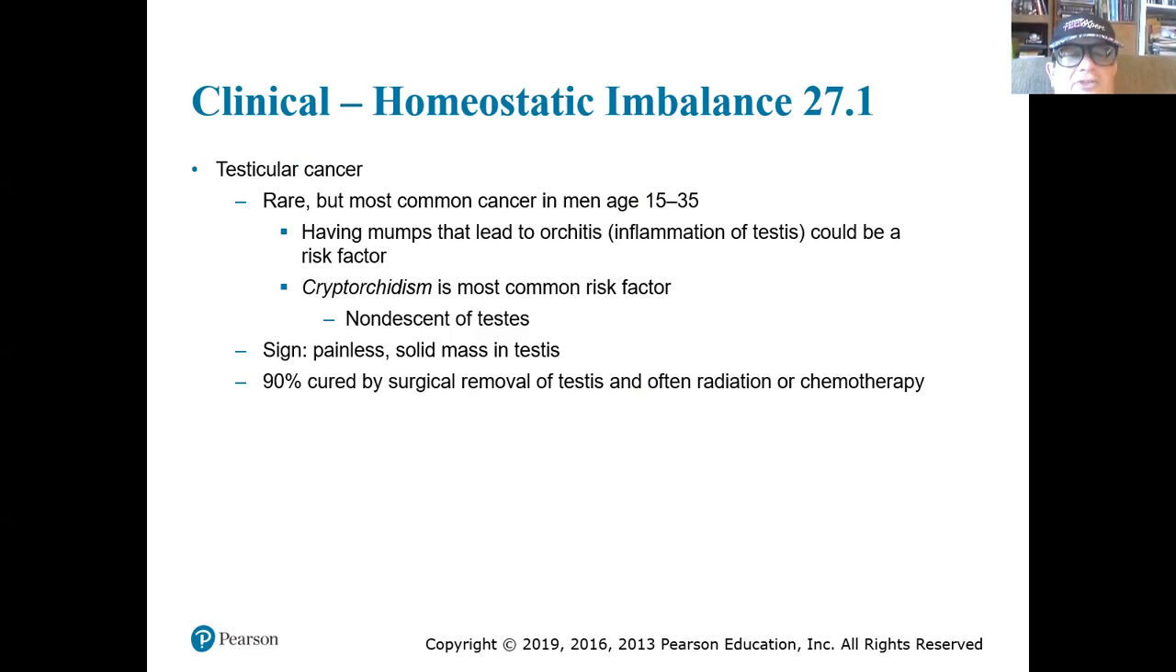All right, so let's talk about homeostatic imbalances, diseases. Testicular cancer is not common, it's rare, but the people who get it most often are ages 15 to 35. If you get mumps that are really bad, you could have inflammation of the testis. They call that orchiditis, and mumps can be a factor. Cryptorchidism means hidden, like crypto. Orchid, I don't know why orchid is the word they use for testis, but it is. But hidden testis means they didn't descend, they didn't drop, they didn't go down into the scrotum.